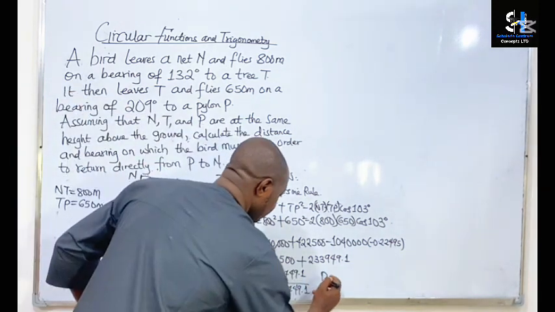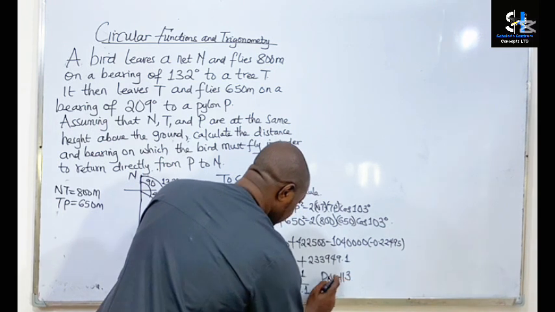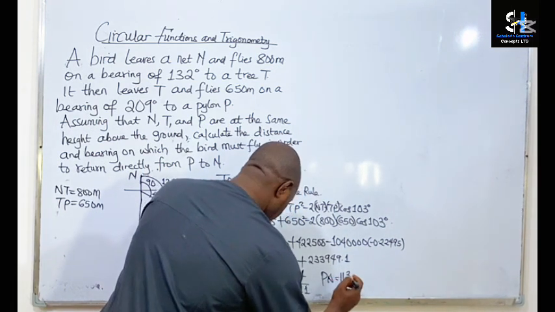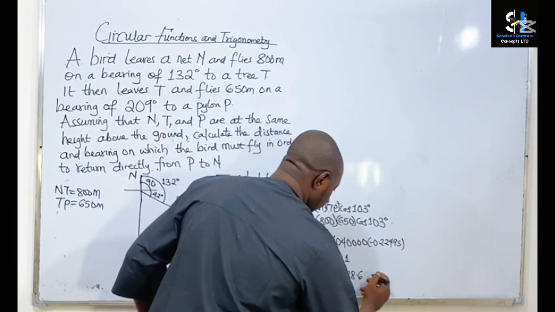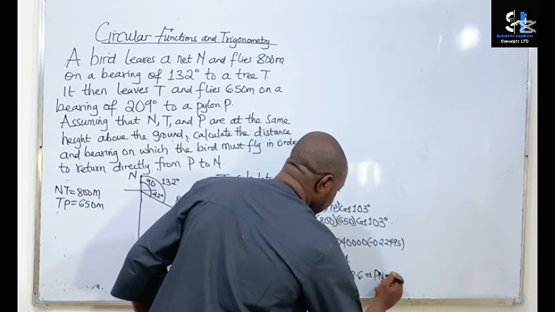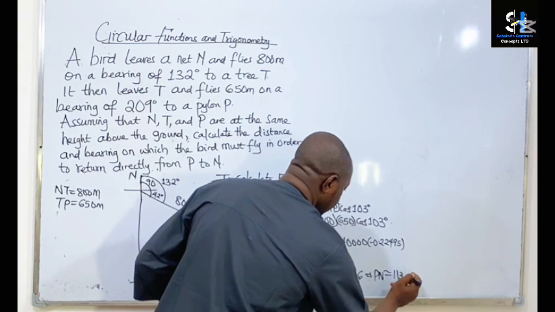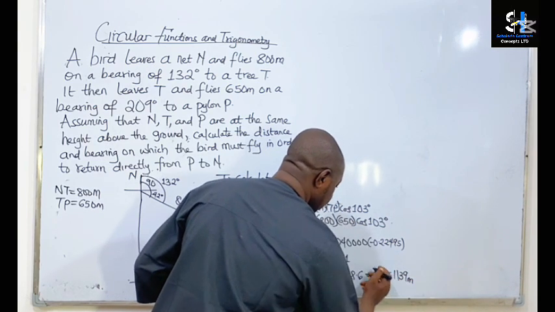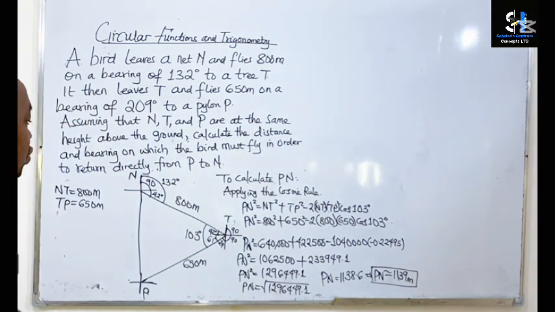That will be PN equals to 1138.6. So from here we can say that PN is approximately 1139 meters. So this is the value of PN, the distance PN.